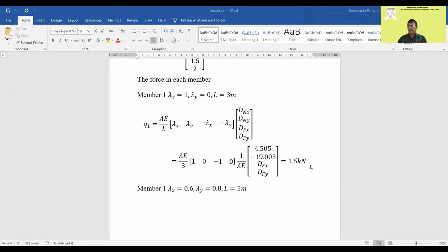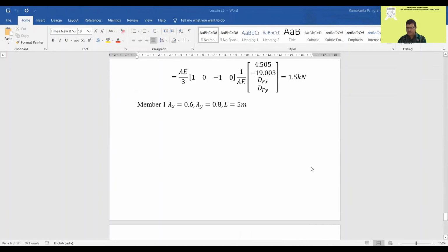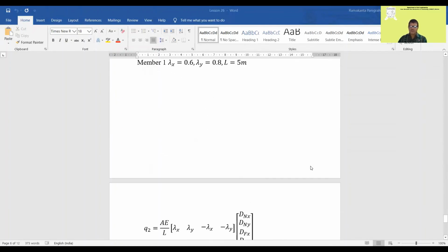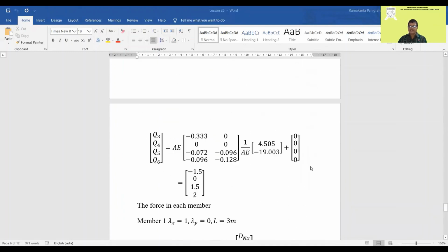So this is how we can obtain the values and solve truss problems, finding the member forces in each case. With this we stop solving this truss by the stiffness method.